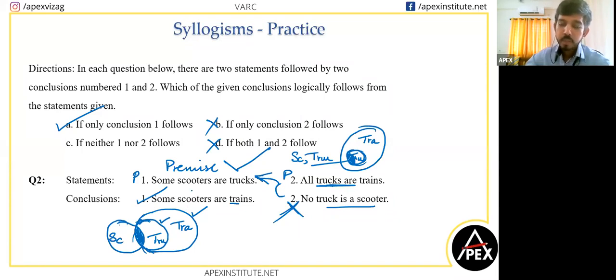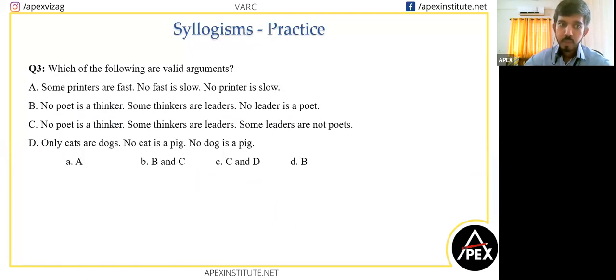Okay. Now that we've understood a little bit of basics of how to solve these, I'm going to put a little bit more difficult question on the screen. Okay, this had two premises and two conclusions, and we had to judge. One follows, both follow, all that. Now I'm going to put up 4 arguments at a time. And we have to say which are valid arguments. And in each argument, first sentence is a premise, second sentence is a premise, and third sentence is a conclusion.